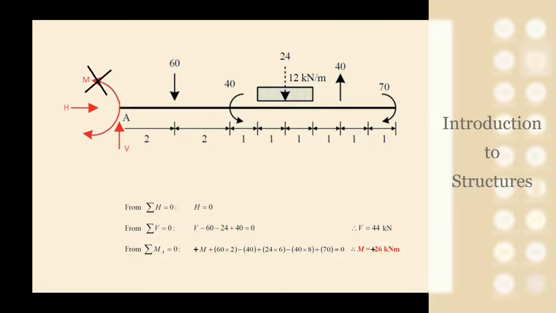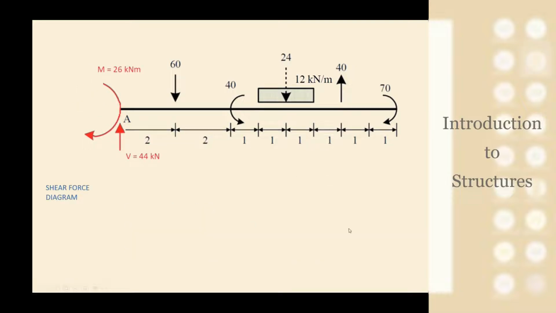Good. So now we have the reaction. So not only the direction, we have the values. We have deleted the horizontal reaction because it's equal to 0. So I have only this vertical reaction equal to 44 kilonewtons and this positive moment equal to 26 kilonewton meter.